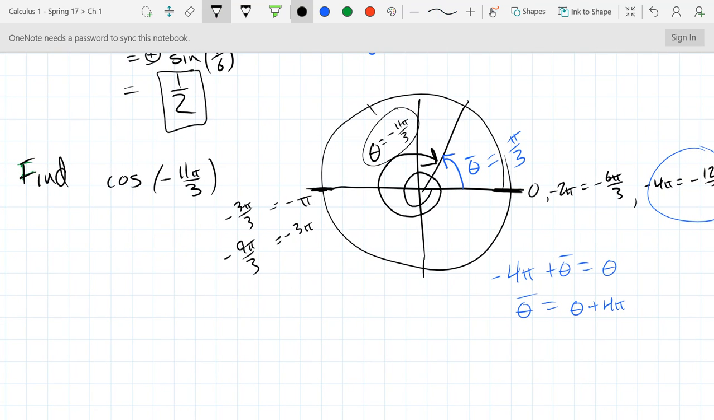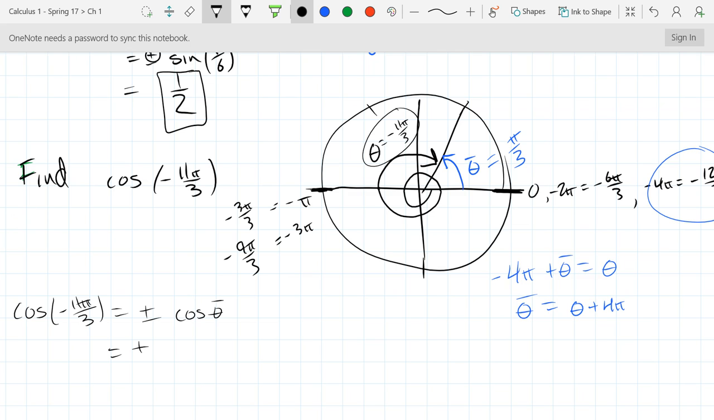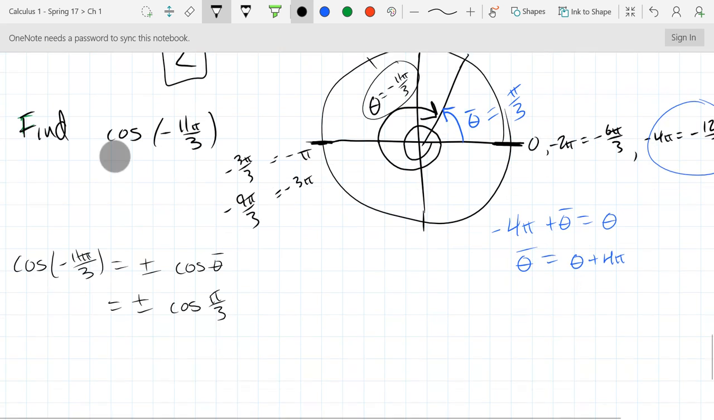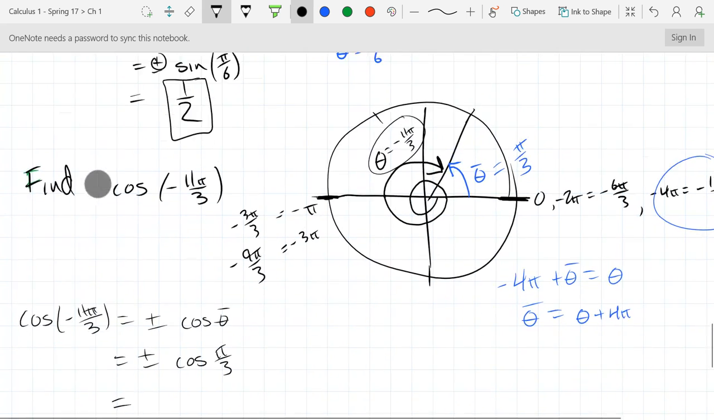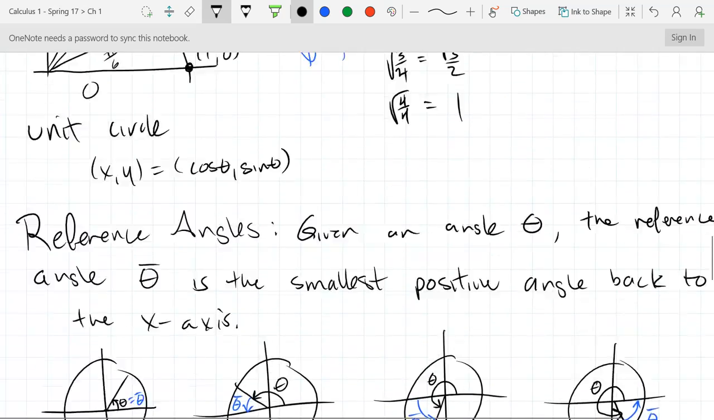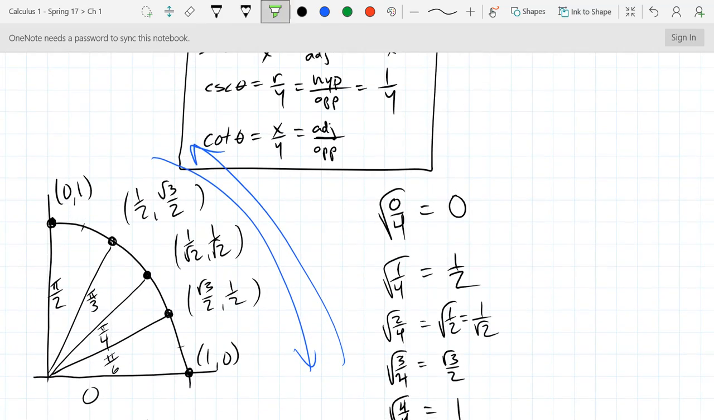So the whole reason we did this, so we can write cos negative 11 pi over 3 equals plus or minus cos theta bar. So you do have to know what is cosine pi over 3. And that will be up on our unit circle that we drew earlier. Pi over 3 angle, cosine is the x. So we're going with that 1 half, the x value there.